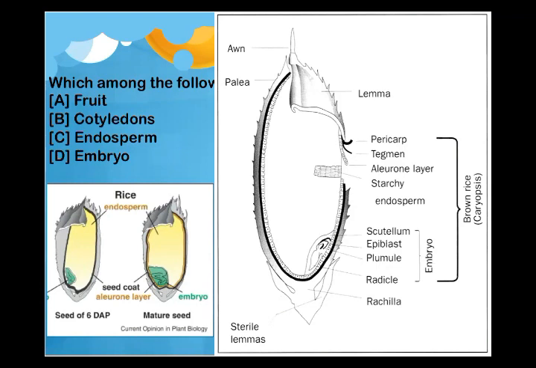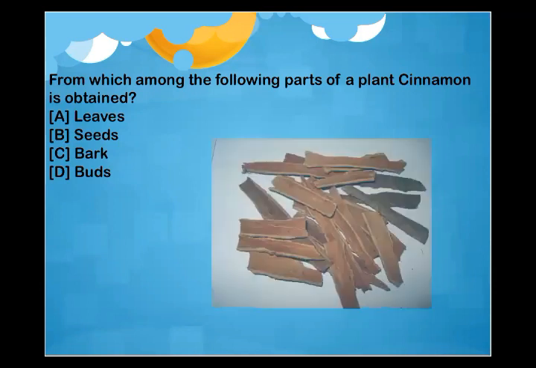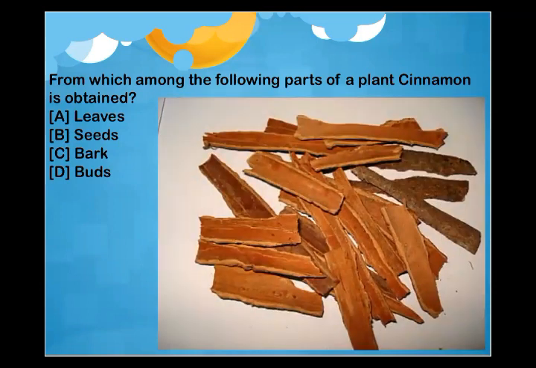Which among the following parts of a plant is cinnamon obtained from? Leaves, seeds, bark, buds. We know this as cinnamon bark. It comes from the bark of the plant Cinnamomum zeylanicum, Cinnamomum verum. These are the species widely used for this particular spice. Cinnamomum zeylanicum is from Sri Lanka, Cinnamomum verum from India.